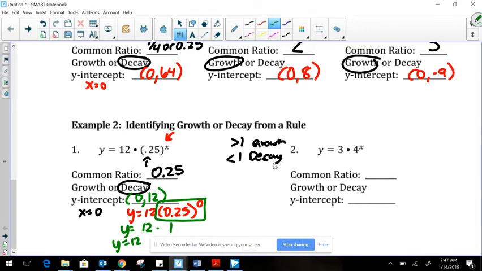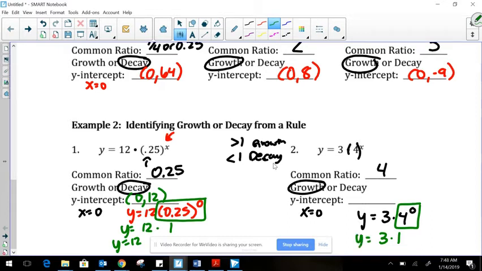All right, number 2, my common ratio, that's the number by the exponent. That's 4. That's greater than 1, so that's growing. Then my y-intercept, that's when x equals 0. So I have y equals 3 times 4 to the 0. That's equal to 1. So I have 3 times 1. So y equals 3. If I write as a point, my y goes second. That's when x is 0. So my y-intercept is 0, 3.